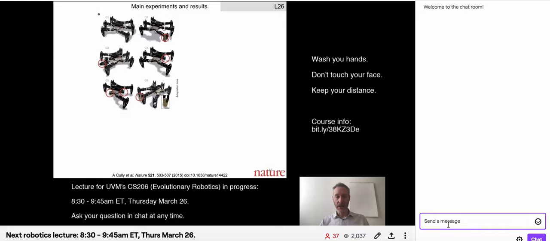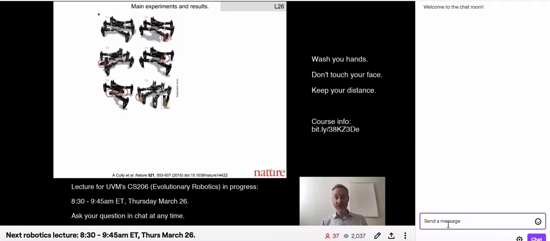So we ended last time by watching a video and by looking at some of the damage scenarios. C1 is there's no damage at all. C2, half of one leg is missing. C3, a leg is permanently bent. An entire leg is missing. Two entire legs are missing. And the morphology of a leg has changed.